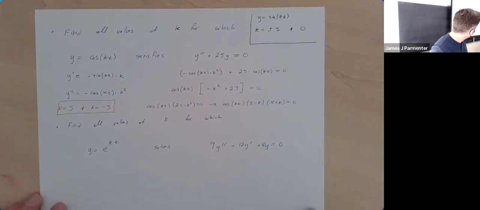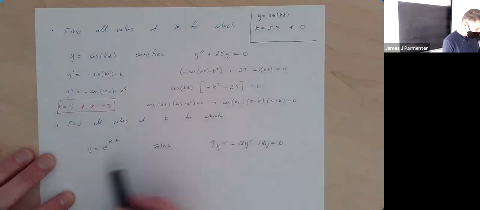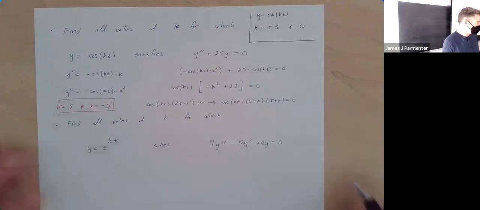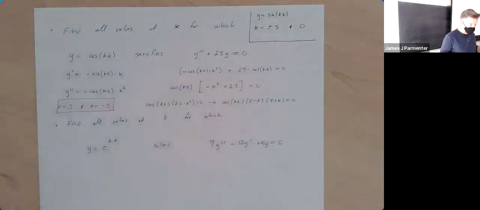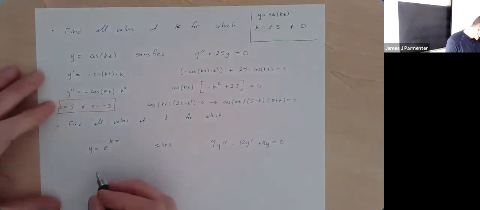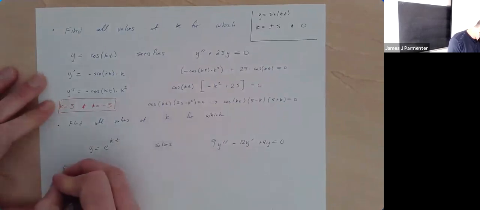One more of these, and then we'll move along to something a little different. Find all values of k for which y equals e to the kt solves this differential equation. So really, again, this kind of problem, same idea. You're finding all the derivatives that you need, plugging it in, and then seeing if you can find the solution. Now, I think this one's a little bit harder. I don't actually know because I haven't done it. Well, let's see. So you guys can work on it too.